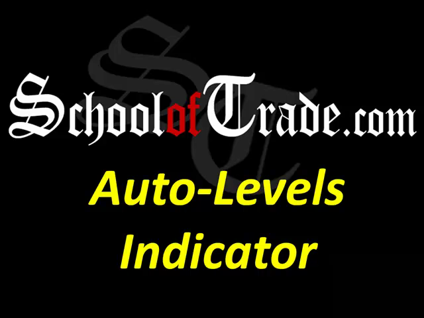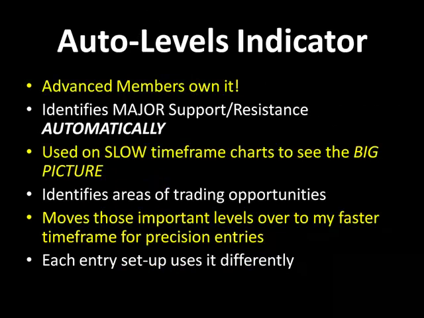Let's talk more about our auto levels indicator. Now what is this? First of all, our advanced members own it, so it's only available to our advanced members. The auto levels indicator identifies major levels of support and resistance for you automatically. Okay, so in our trade room, you'll see this as our thick horizontal red lines, and again, the key word here, these are identifying the major levels, support and resistance, and it does so automatically.